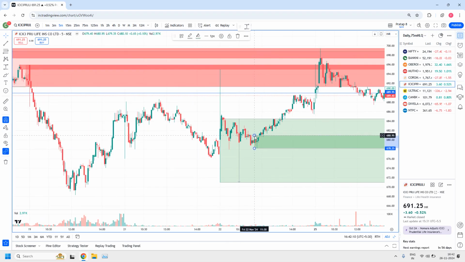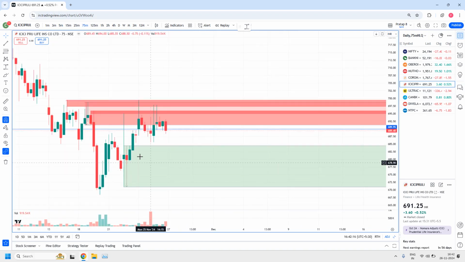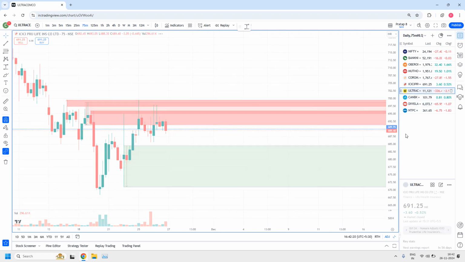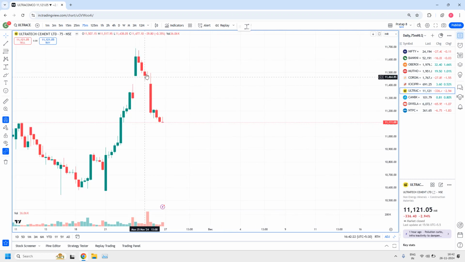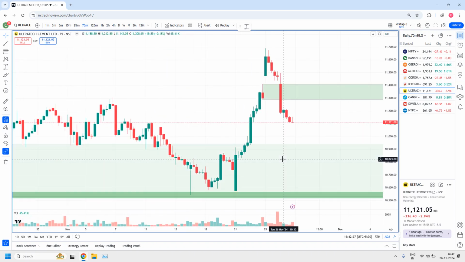Anyway, I'm just deleting this. I don't have any interest in this zone. Anyway, today prices also did not enter into this zone. Next one is Ultratech Cement. This is a 75 minutes high liquidity demand zone.